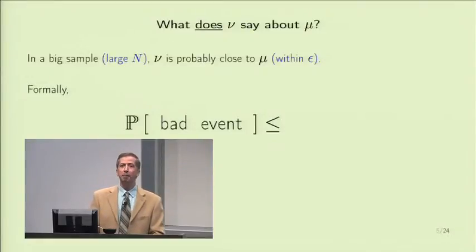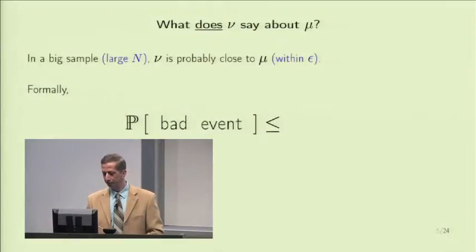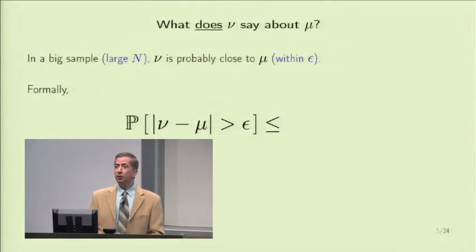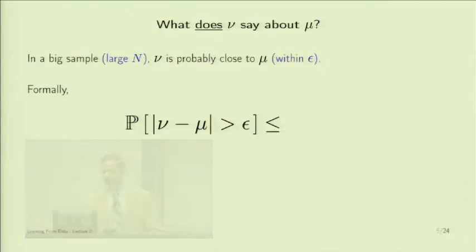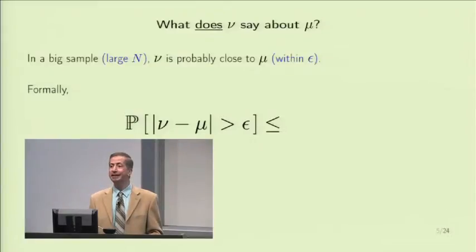What is a bad event in the context we are talking about? It is that nu does not approximate mu well. They are not within epsilon of each other. And if you look at it, here you have nu minus mu in absolute value, so that's the difference in absolute value. That happens to be bigger than epsilon. So that's bad, because that tells us that they are further away from our tolerance epsilon. We don't want that to happen. And we would like the probability of that happening to be as small as possible. Well, how small can we guarantee it?